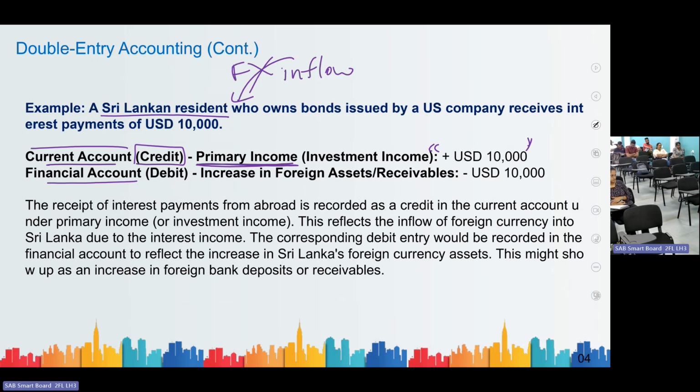The receipt of interest payments from abroad is recorded as a credit in the current account under primary income. Investment income is a part of primary income. This reflects the inflow of foreign currency into Sri Lanka due to the interest income. The corresponding debit entry would be reported in the financial account to reflect the increase in Sri Lanka's foreign currency assets or receivables. This might show up as an increase in Sri Lankan banks' deposits or receivables. This is going to be the financial asset to Sri Lanka. The foreign currency received by this Sri Lankan investor is a foreign currency asset. Therefore, it is debited in the financial account.